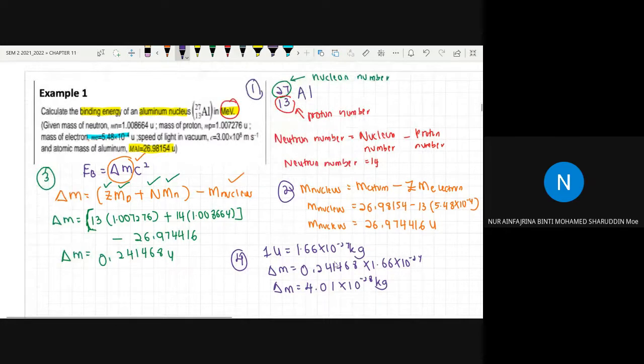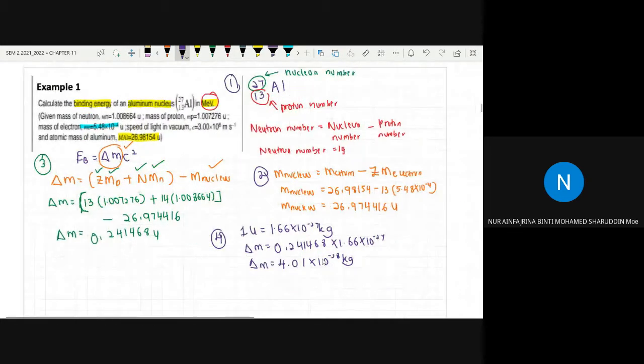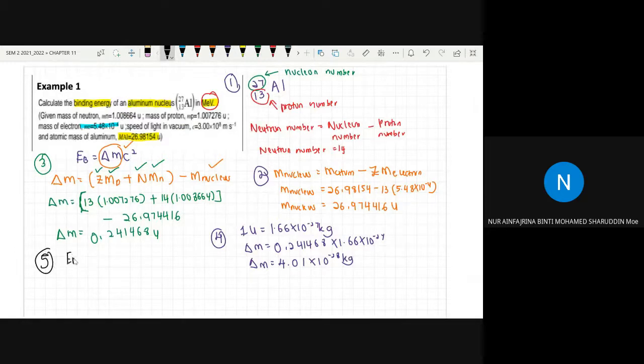Okay, so we already get our mass defect. When we already have our mass defect, this is our fifth step. Step number 5: put it into the binding energy formula.